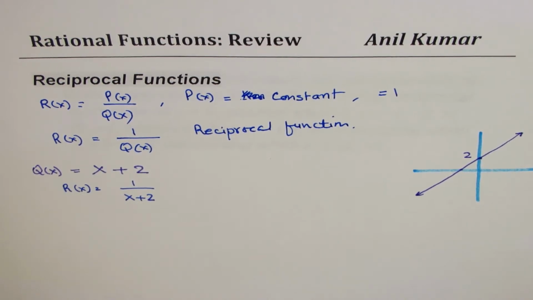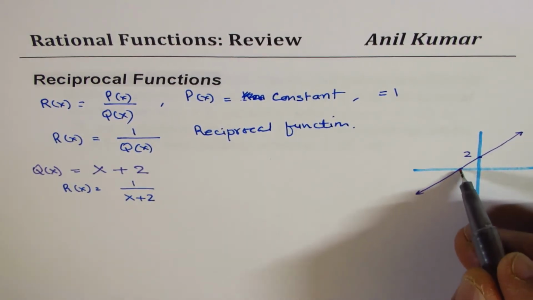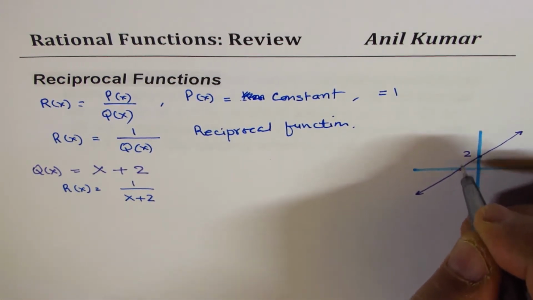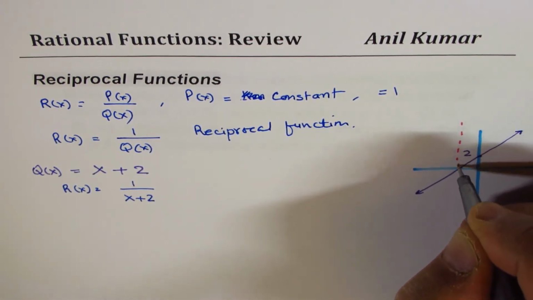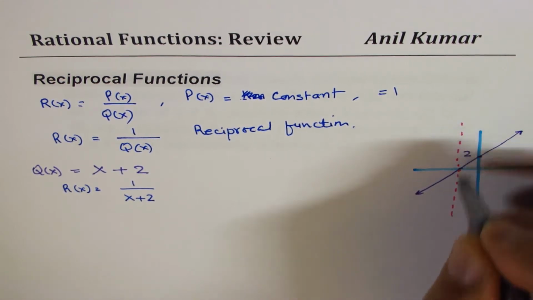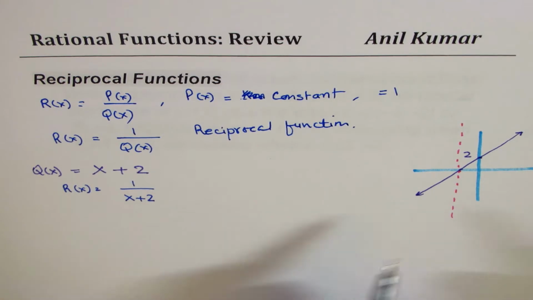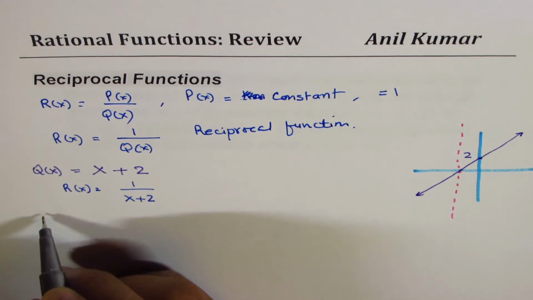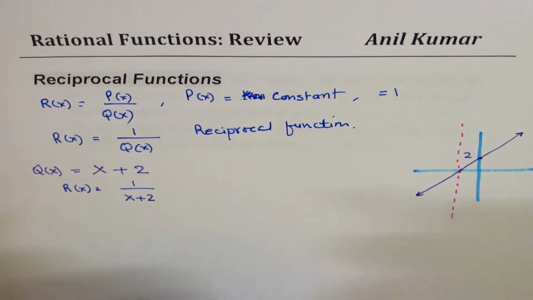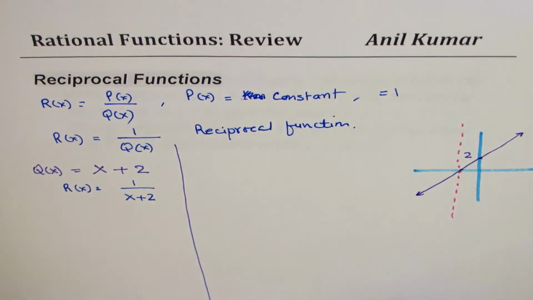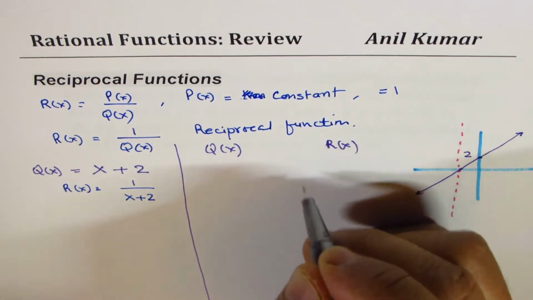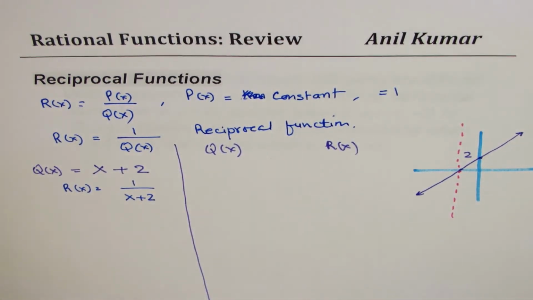Okay. So what you notice is that wherever we have an x-intercept, that is by value 0, if I do the reciprocal, I'll get infinitely large value, correct, as you approach this point. So this point actually results into a vertical asymptote, right? So what we notice is that if I write q of x here, I need more space. So I'll write q of x here and r of x, which is the reciprocal of this, on the other side. And then we'll try to relate.